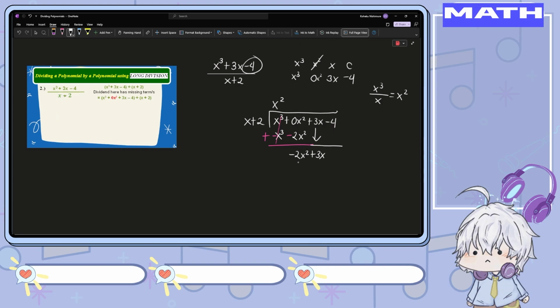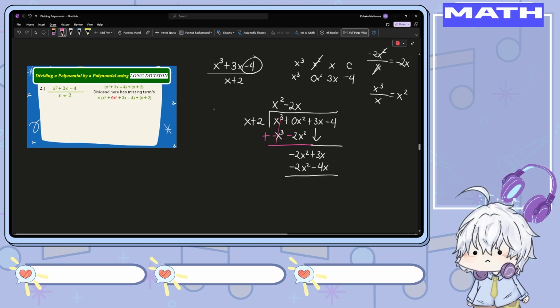Now let's continue. We see the first term is negative 2x squared. We divide that by the first term of the divisor, which is x. And if we do so, the answer is going to be negative 2x. We write minus 2x here so that we multiply negative 2x to both x and positive 2. Doing so, negative 2x times x is negative 2x squared, and negative 2x times positive 2 is going to be negative 4x.